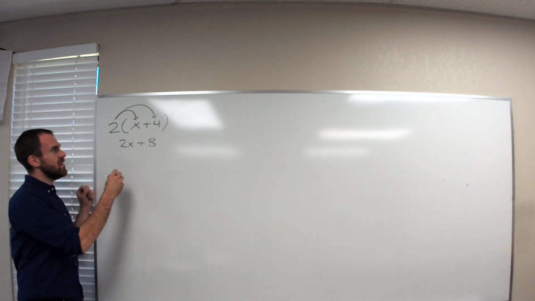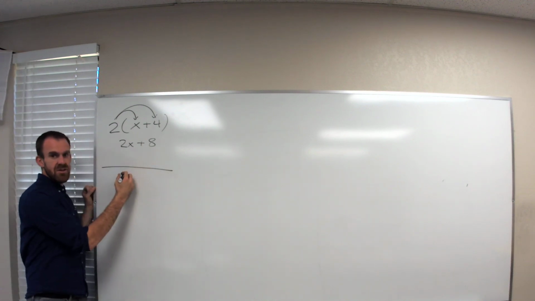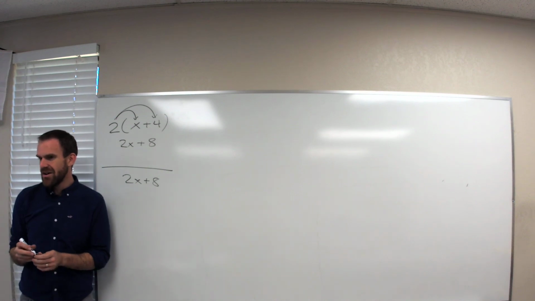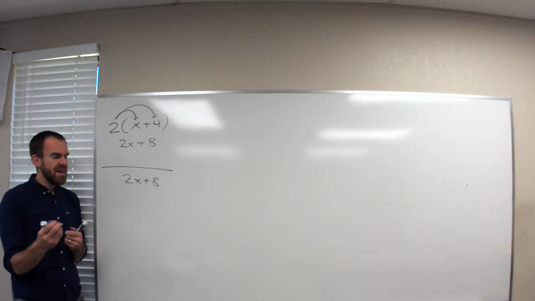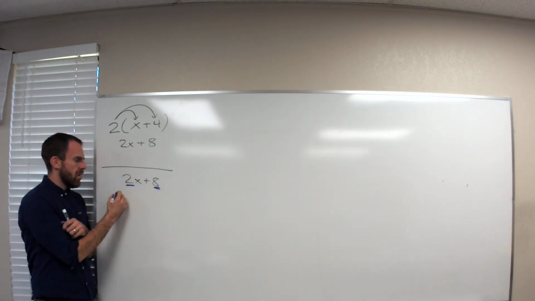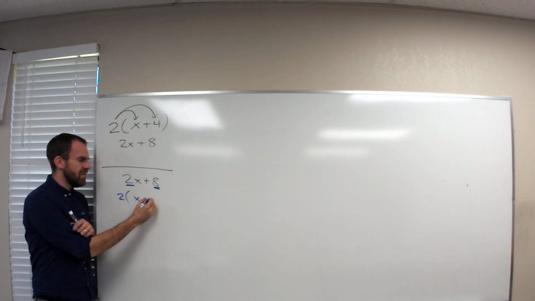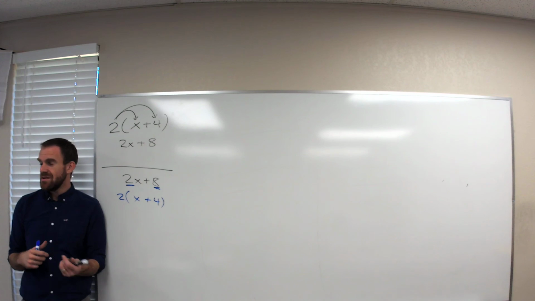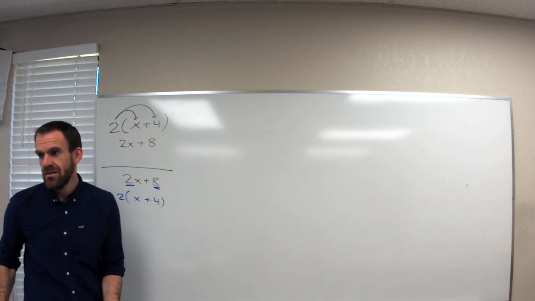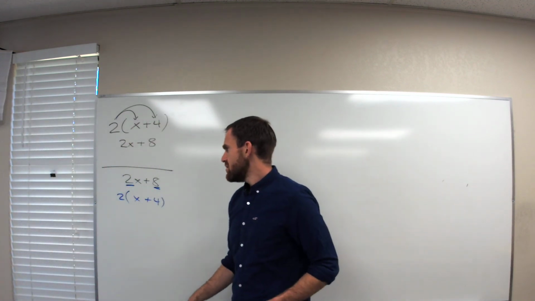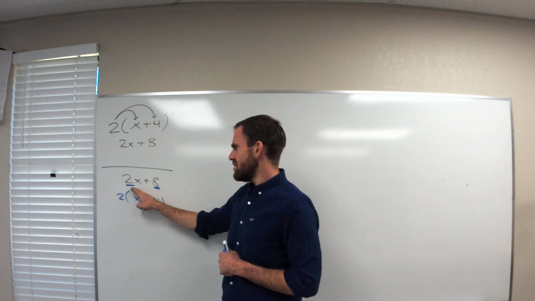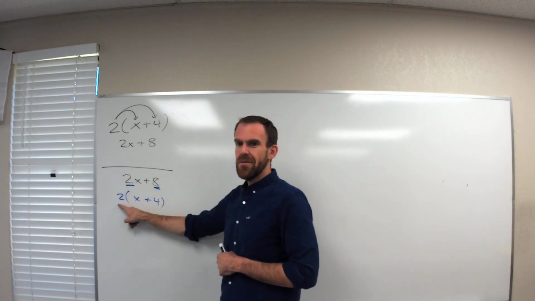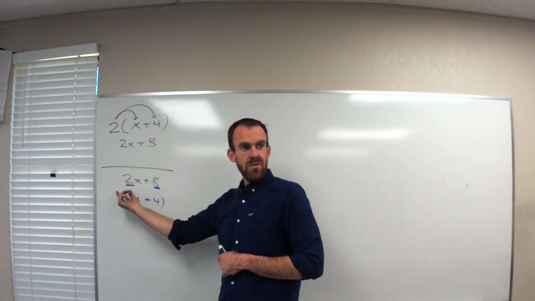The opposite of distributing is factoring. So if they give me 2x plus 8 and ask me to factor, I'm going to take out what they have in common, and then I'm going to leave what I have left. So it's doing the exact opposite. Okay. So 2 was in 2x, and 2 goes into 8. So I can bring 2 out front, and then I divide each one by that number.